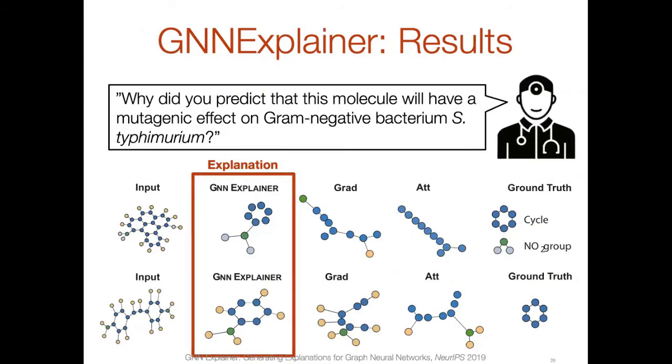So for example, what are some of the questions that one can ask? In one particular study, we used our graph neural network methodology to predict properties of molecules, and that allowed domain experts to ask questions such as, why did you, meaning the model F, predict that the input molecule will have a mutagenic effect on gram-negative bacteria? And the explanation would come in the form of parts of the molecular structure that is indicative.